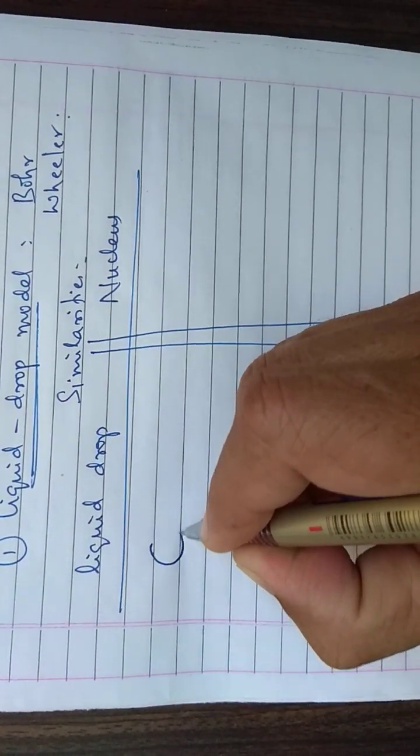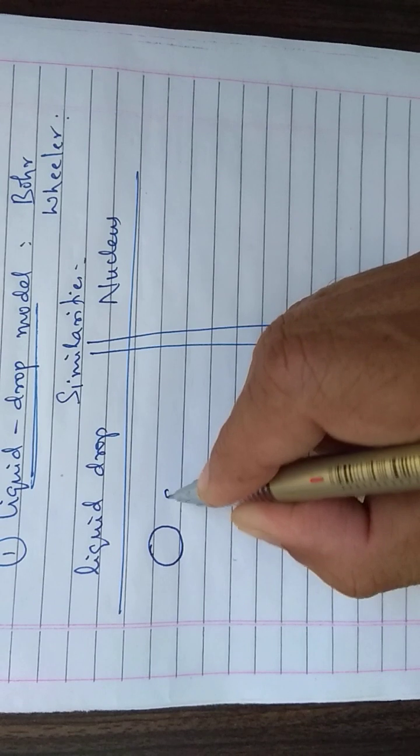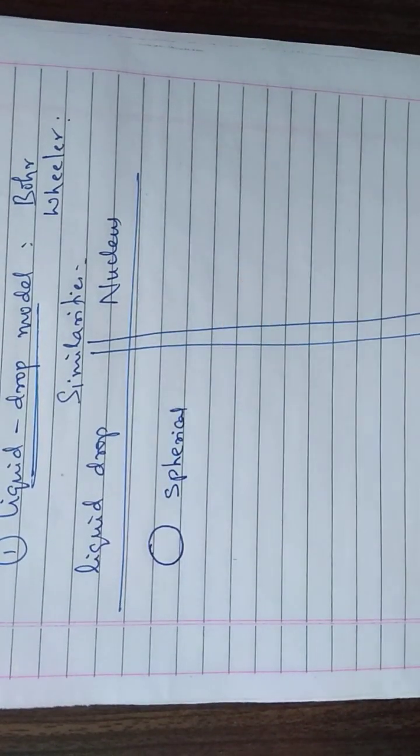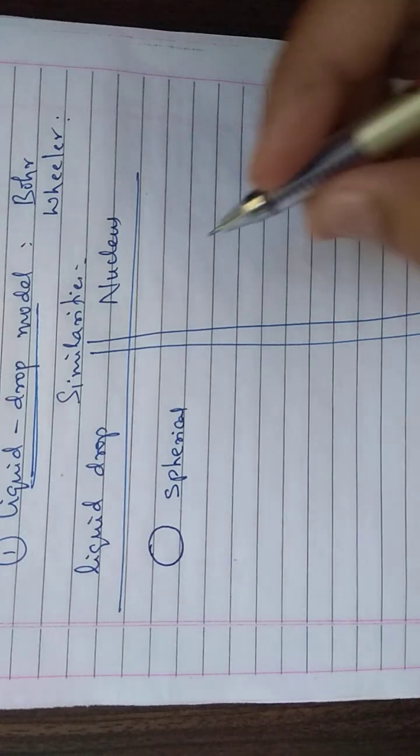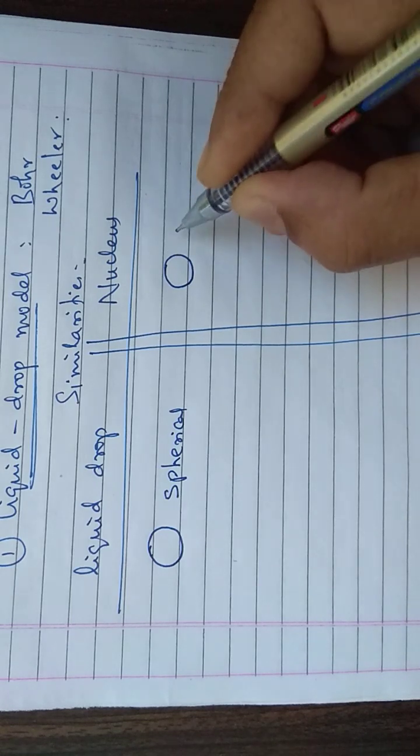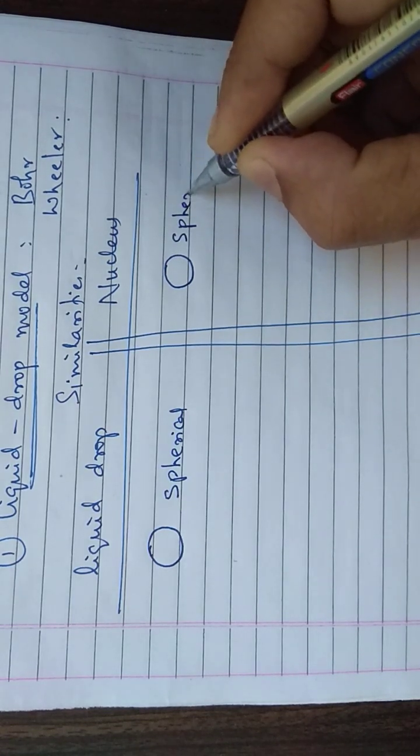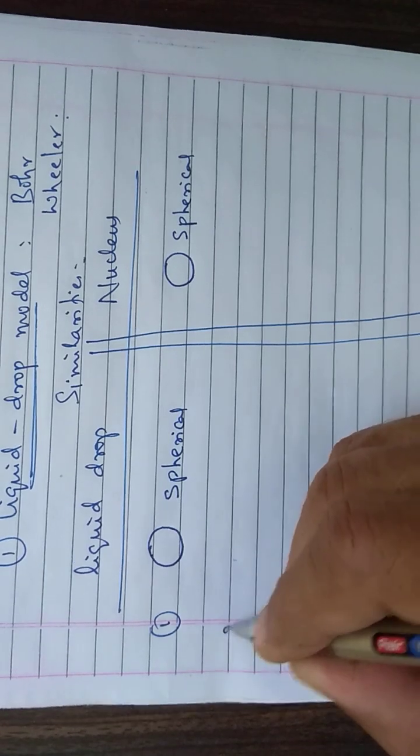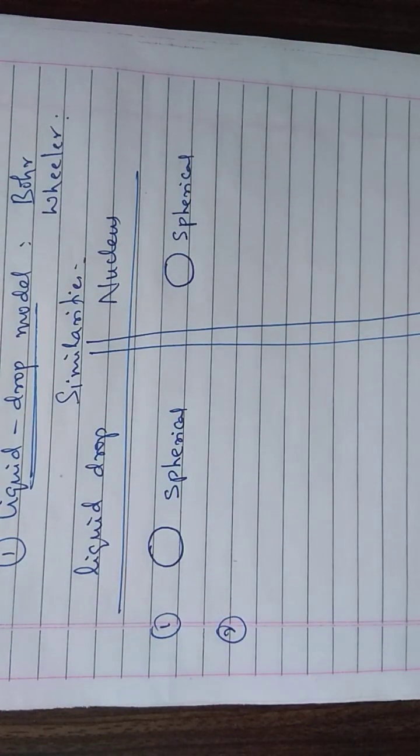Now let us consider a liquid drop, which is spherical in shape. Similar to that, a nucleus is also spherical in shape. A nucleus and a liquid drop are both spherical in shape. This is the first similarity, number one.